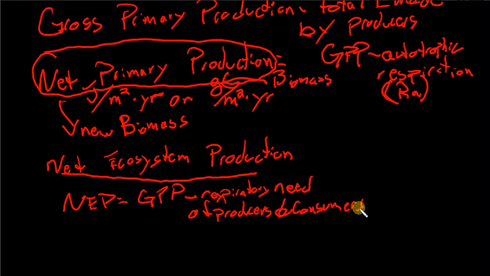For example, a forest might be producing a lot of carbon, but at the same time, a lot of animals in that same environment might be eating the plants and respiring out a lot of carbon. Even though it's producing a lot of carbon, its net ecosystem production might be low.